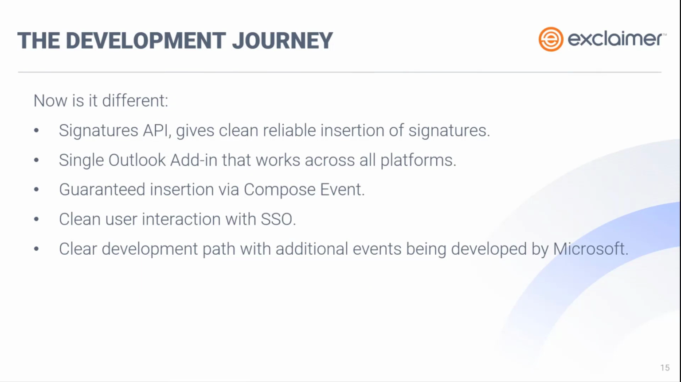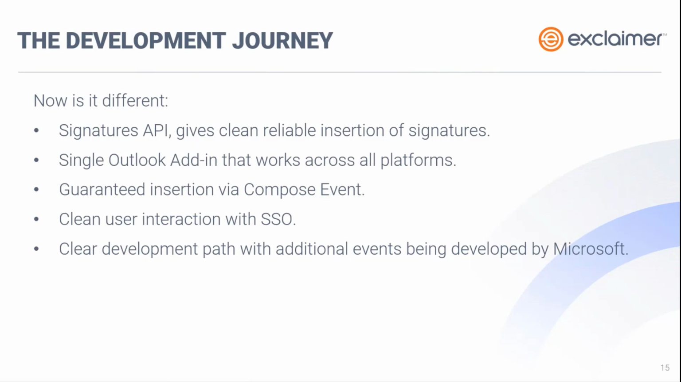in the form of the signature APIs in the event-based add-ins, Microsoft have given us the ability to reliably insert signatures. They're giving us the ability to have an add-in that works across all platforms. So, as James alluded to a minute ago, we have solutions for Outlook for Mac, we have solutions for Outlook for Windows Desktop, and we have solutions for Outlook Web. But they are different solutions for each platform. This enables us to create a single user experience, a single solution that works across all platforms and will be there available when Microsoft make it available on that platform.